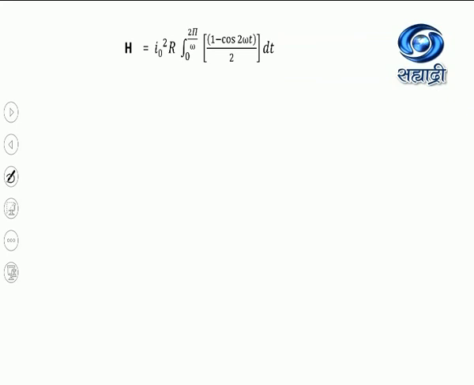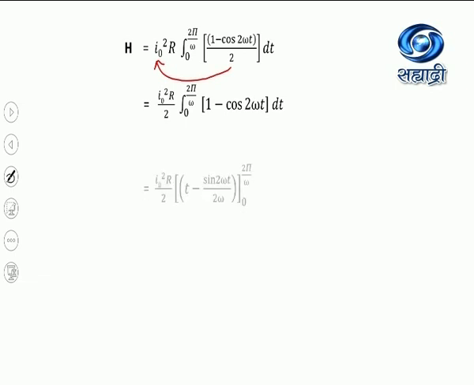We know that sine square omega t is 1 minus cos of 2 omega t upon 2, and integration is with respect to t. So H is equal to I naught square R, this 2 being constant removed outside the integral, so divided by 2, and integration of 1 minus cos of 2 omega t with respect to t, limits from 0 to 2 pi upon omega. So H is equal to I naught square R upon 2.